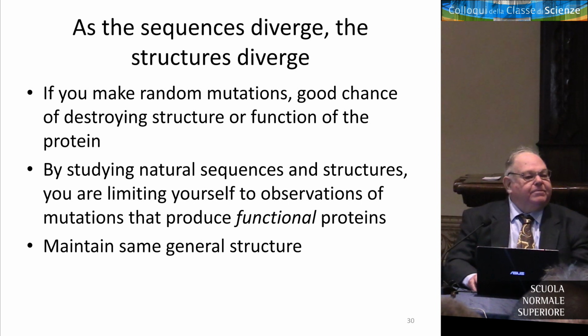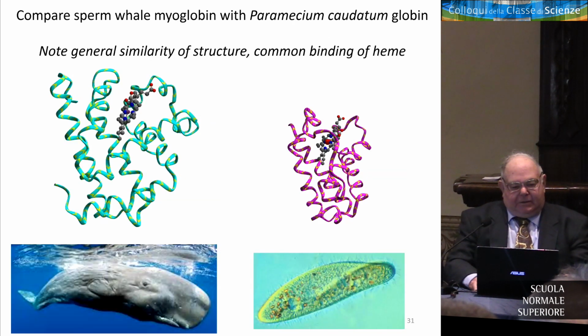Now, if you just take a protein and make random mutations, there's a good chance you'll just destroy the protein completely. But if you restrict yourself to studying natural sequences and structures, that limits observations to things that you know exist and produce function. And usually then they maintain the same general structure.